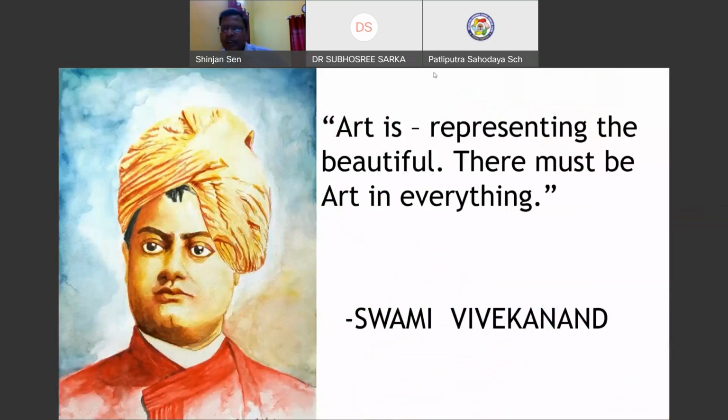Okay, so we will start the day with Swami Vivekananda's Bani. Just a minute. Something is disturbing over here. Let me just remove this. So art, what Swamiji, the greatest son of the soil, said about art. Art is representing the beautiful. There must be art in everything. So, according to Swamiji, art is representing the beautiful, and there must be art in it.